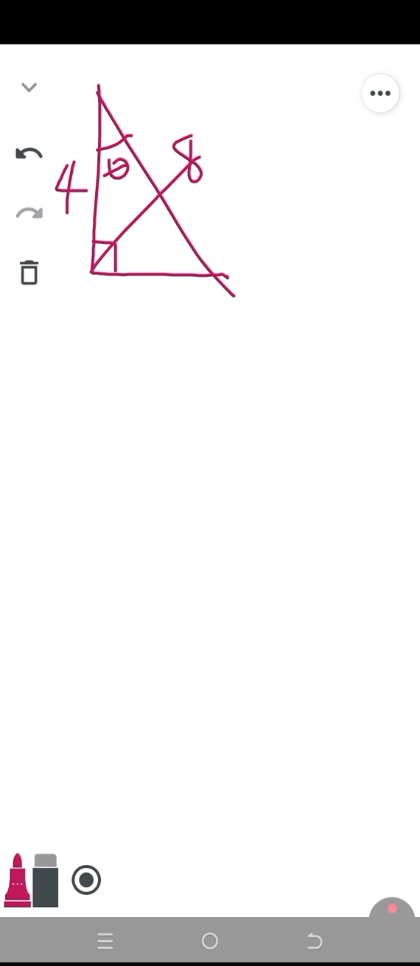Then what are we given again? Opposite or adjacent. Now this time, we are given adjacent, not opposite.